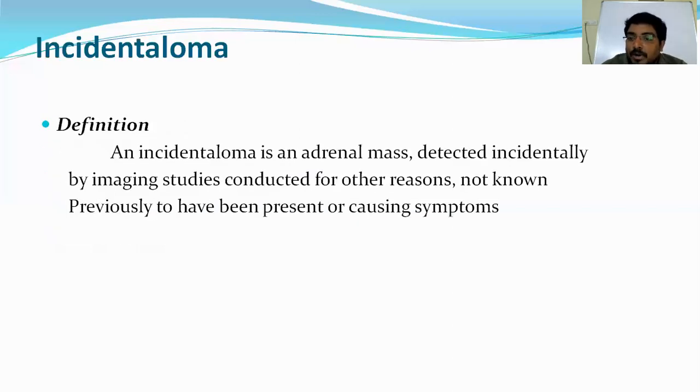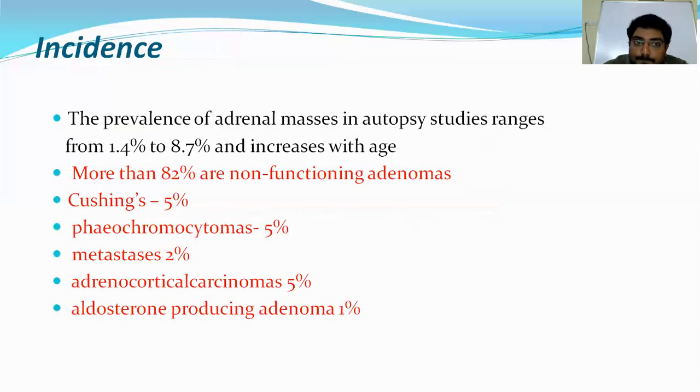Next, incidentaloma. What is an incidentaloma? It is an incidental finding. An incidentaloma is an adrenal mass detected incidentally by imaging studies conducted for other reasons, not previously known to be present or causing symptoms. We take scans for other reasons, but incidentally we find the tumor. That is called an incidentaloma.